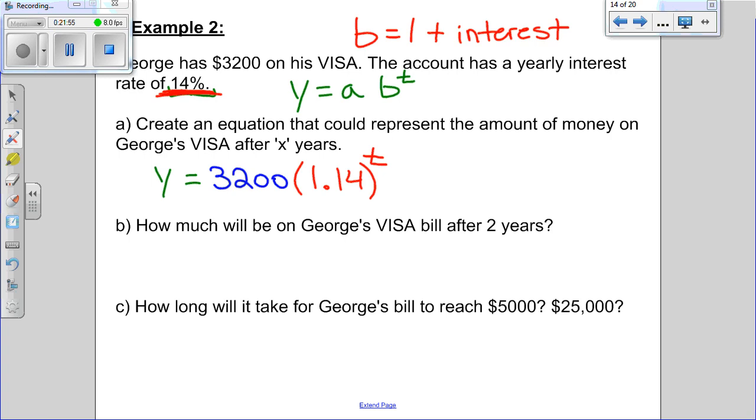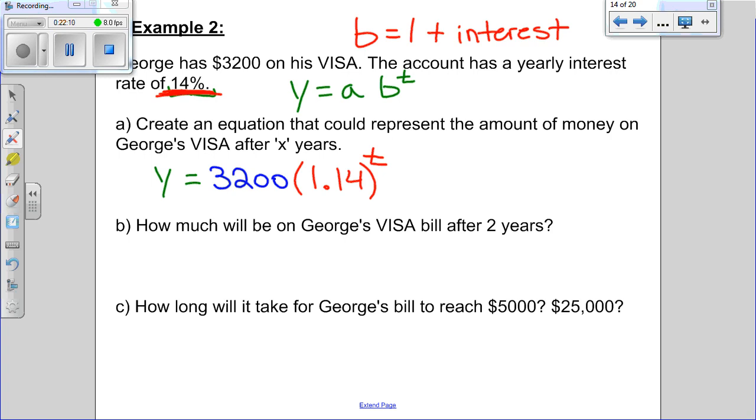This is your equation. You will have to be able to build equations like this one. There's some you won't have to build, and I'll show you those ones. This is definitely one you'll have to build: initial value, interest, time.